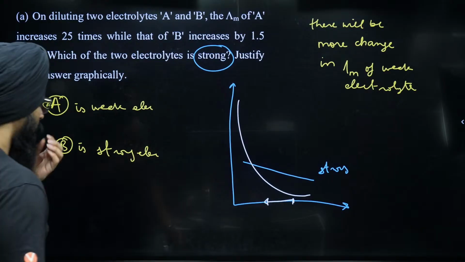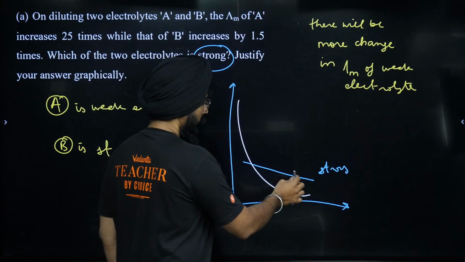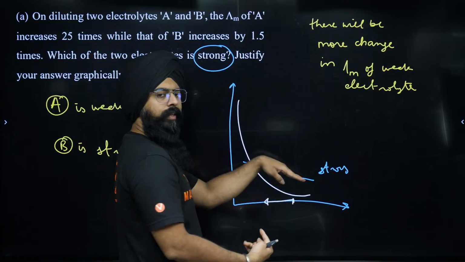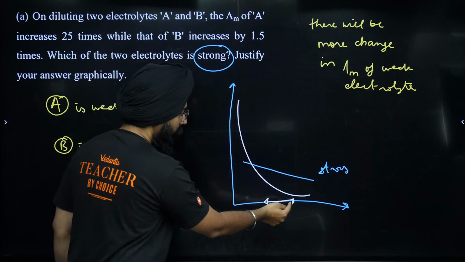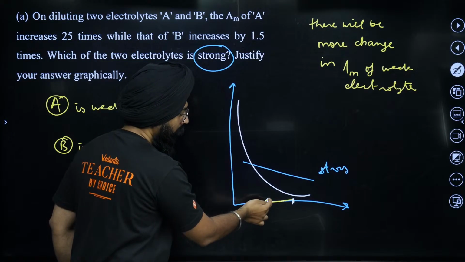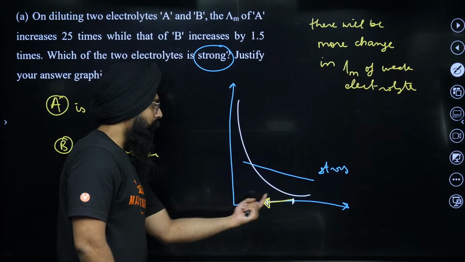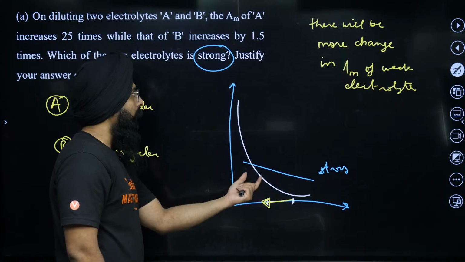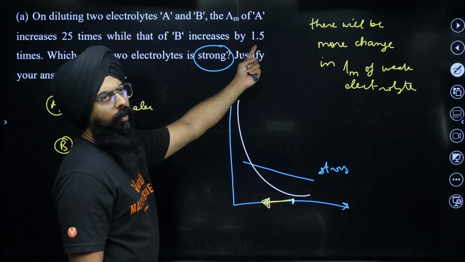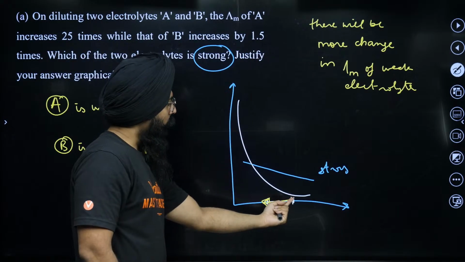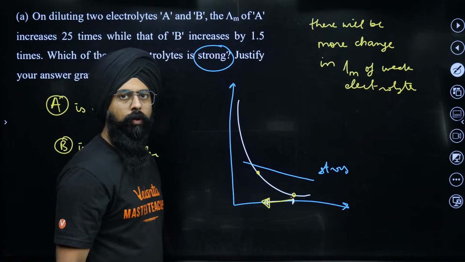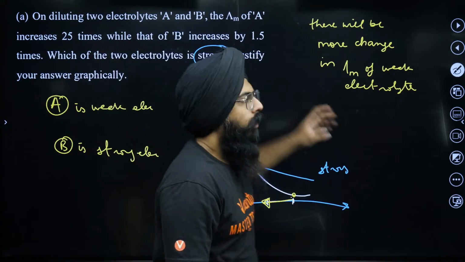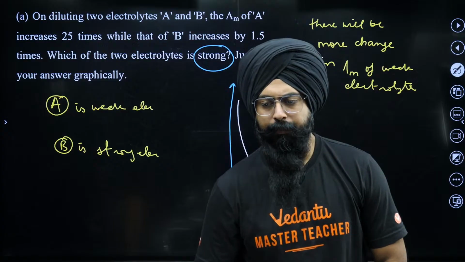Look at the graph. The change in the strong electrolyte is very less. The change in weak electrolyte is so much for the same change in concentration. So for the same change in concentration, change in strong electrolyte will be less, only 1.5 times change. For weak electrolyte, you are going from this value up to this value. Lot of change. So it increases more.